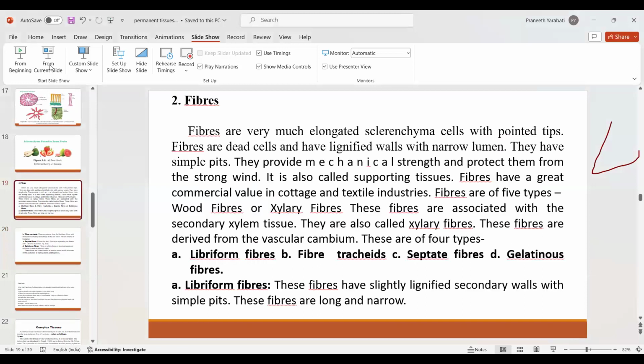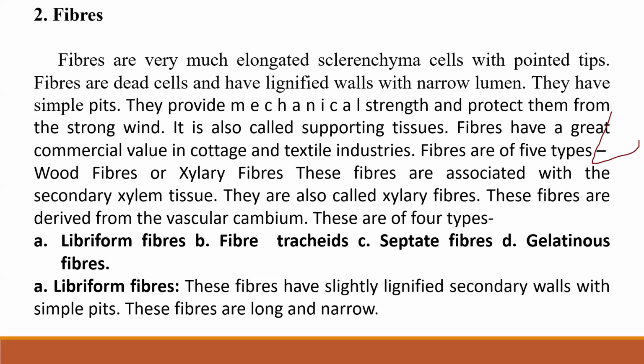Okay, so next one is the fibers. Fibers are very much elongated sclerenchymatous cells with pointed tips. These fibers are dead cells and have lignified walls with narrow lumen. Based on the size and shape, these sclerenchyma cells are classified into sclerites and fibers. Fibers are elongated sclerenchymatous cells with pointed tips, and they are dead cells and have lignified walls with narrow lumen.